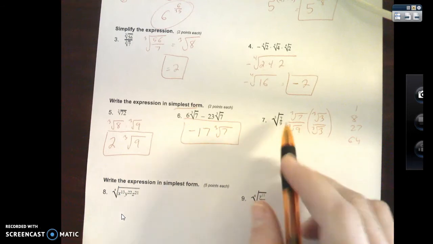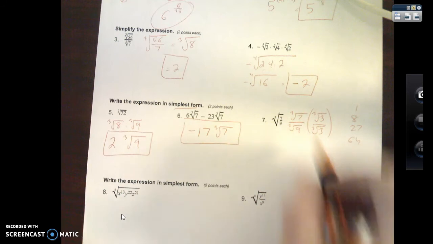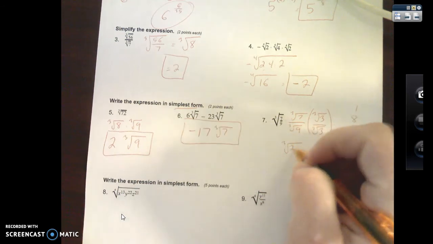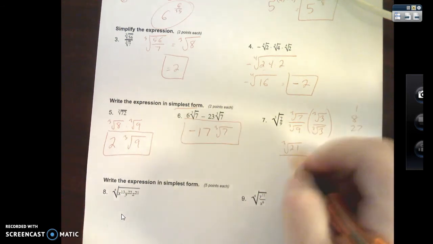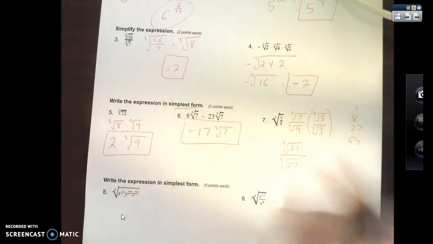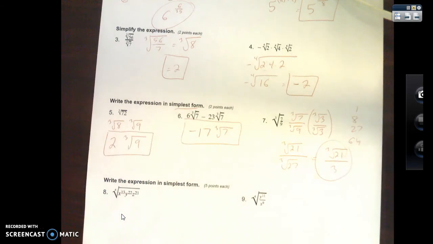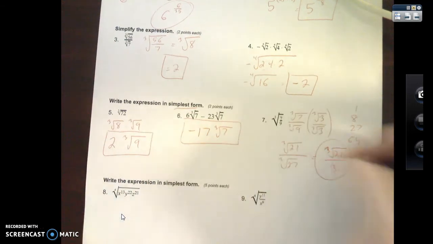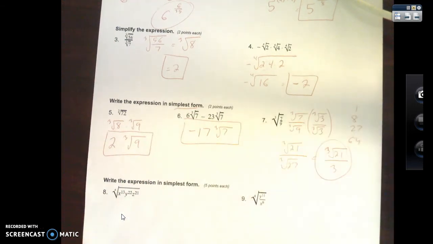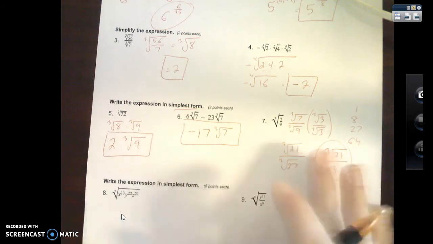Up top, I'm just multiplying numerators now. Cube root of 7 times cube root of 3 is cube root of 21. And this gives me the cube root of 27. This is what's so helpful, because the cube root of 27 I can reduce down to 3. So we've eliminated, it's supposed to be a cube root there, we've eliminated that root in the denominator. Very good. Again, just trying to clean things up.